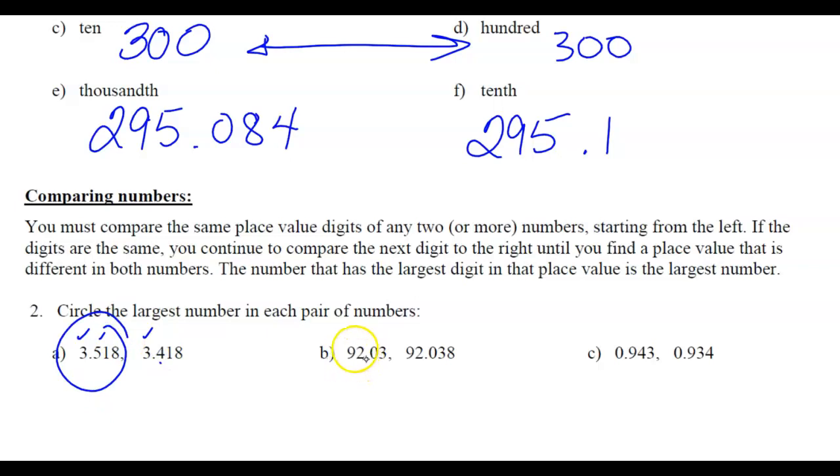This one, 9's the same, 2, decimal 0, decimal 0.03, and then this has an 8 afterwards. Well, really, you're comparing that to a 0. There's nothing afterwards. So this one's the bigger one.